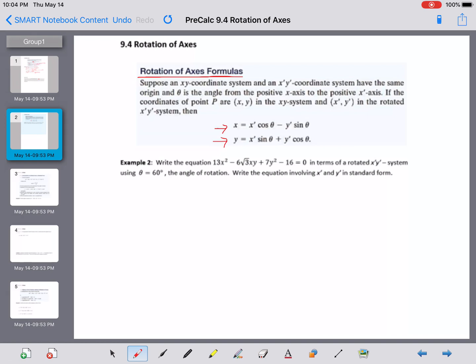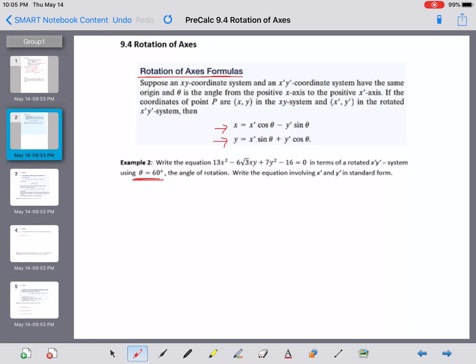So our first one, I'm going to do a full problem, but I want to stop when we have that rotation of axes so you can see that. We're going to write this equation, 13x squared minus 6 radical 3 xy plus 7y squared minus 16 equals 0, in terms of the rotated system. When we do that, we're going to see a lot of these primes because we're going to use this angle of rotation. They did give us the angle: it's 60 degrees. That's how far we're going to rotate off of our normal, nice perpendicular, horizontal, vertical lines.